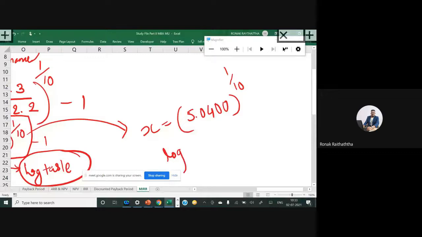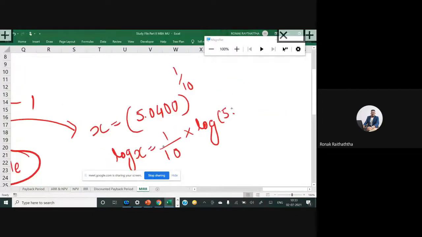Let's take the log on both sides. Log x equals, if anything you take a log of, it will become a multiplication, so 1 divided by 10 multiplied by log of 5.0400. Now you will get the log of 50 in the table of 4. So 50 is the log in the table of 4 you will be taking, and then whatever value you have, divided by 10.